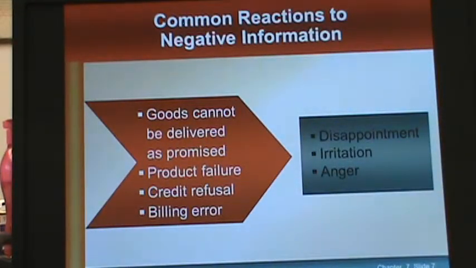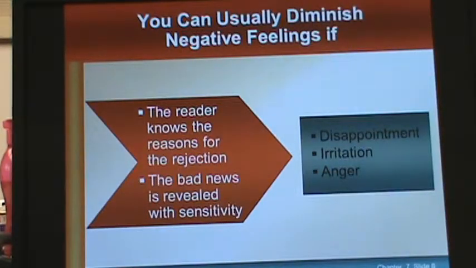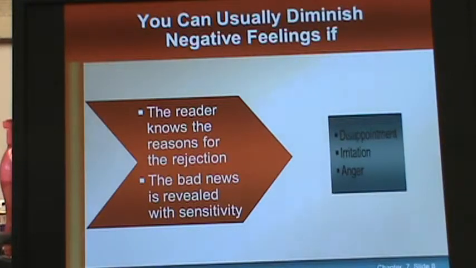Remember that common reactions to negative information are going to be disappointment, irritation, and anger. For example, when goods cannot be delivered as promised, or a product that they bought has failed. If you're refusing credit, somebody applies for a loan and they didn't get it. Billing errors, somebody was charged too much money. Those are all going to result in disappointment, irritation, and anger. What we try to do is reduce that disappointment, irritation, and anger by letting the reader know the reasons for the rejection. And as long as the bad news is revealed with sensitivity, then we can shrink that.